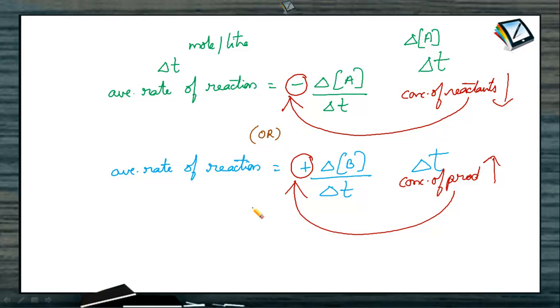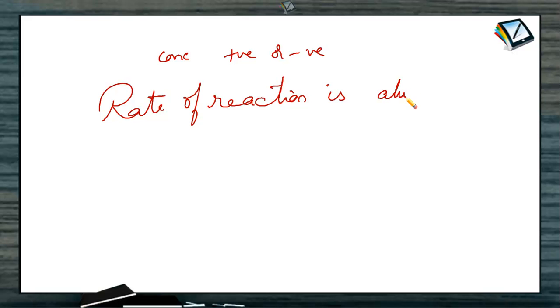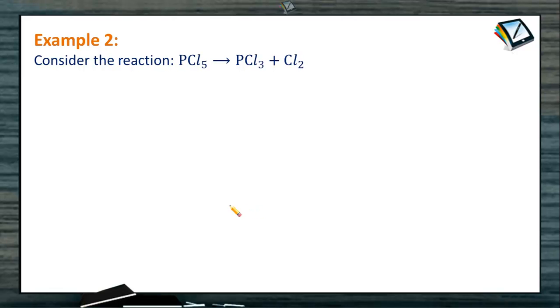But remember, the change in concentration may be positive or negative, but rate of reaction is always positive only. I repeat, the change in concentration of the reactant or the product can be positive or negative, but the rate of reaction is always positive. Let us take another example.